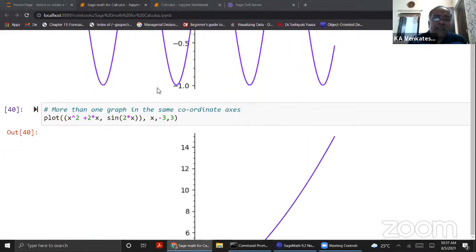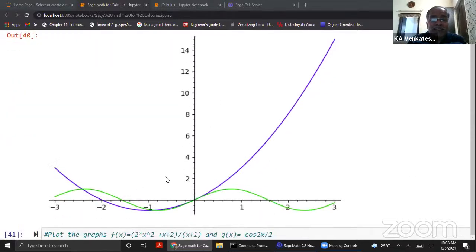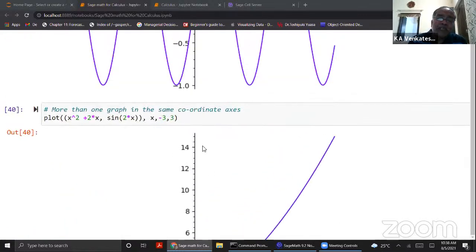Now I want to draw two graphs. I just put both f of x and g of x in the same graph, in the same coordinate axis, with the same range of values I have taken, so that both will appear this way, in the same coordinate axis with different colors. So this is a standard problem.